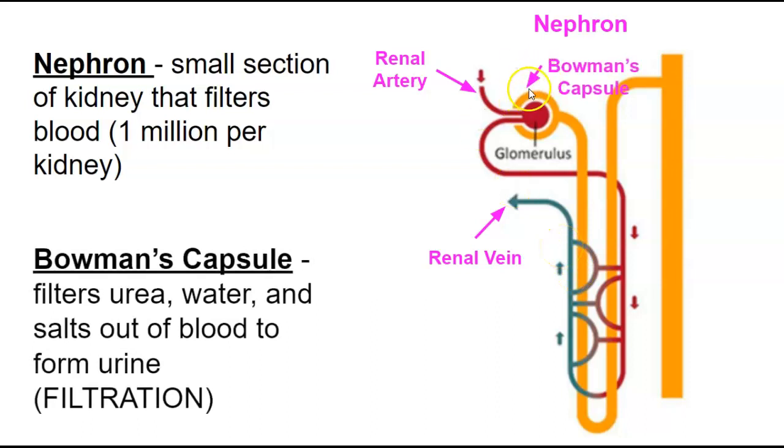So we have this ring here. This is the first part of the nephron, called Bowman's capsule. If you think of a capsule, it's usually circular or a sphere, and this is going to do the filtering. And it filters out a whole bunch of stuff: urea, water, salts.